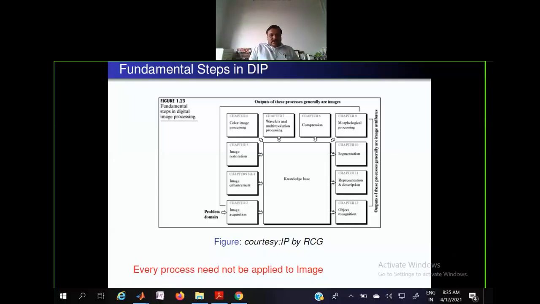Okay. So this is about the fundamental steps. I'll just break for a minute. If you have any specific questions, you can ask me now. Okay. So obviously, I assume that there is not much to really understand because it's straightforward.